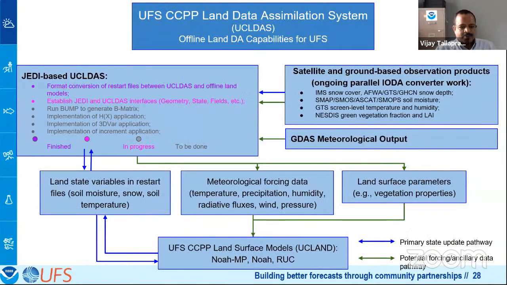The new emphasis is on data assimilation. We have a land data assimilation system that's developed as an offline capability. It's based on the JEDI, and it's still in progress, but once this is done, we will be able to develop more accurate land initial conditions and the forcing data that's coming from meteorological models from GFS and the GDAS. They definitely can take advantage of this new architecture to develop the land analysis system in the coupled model.